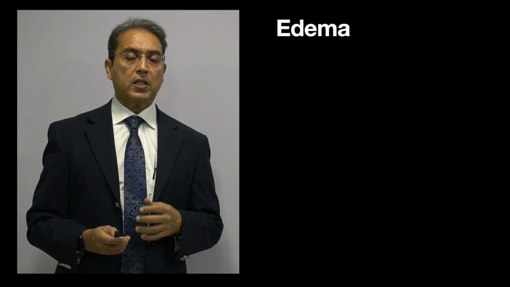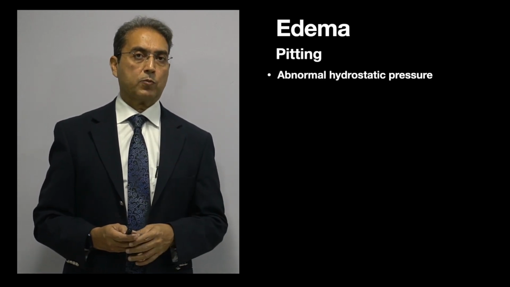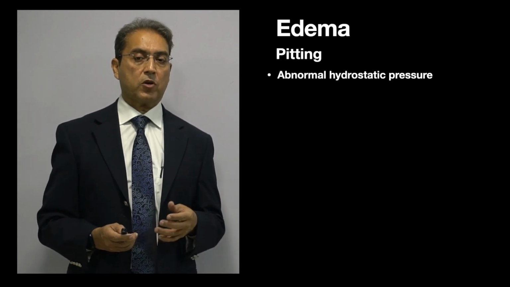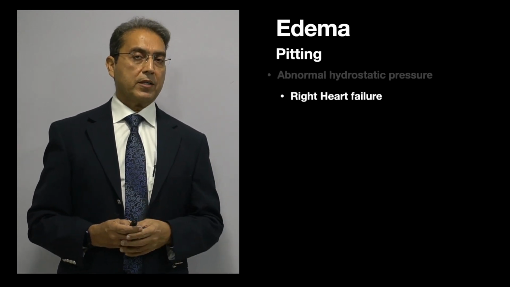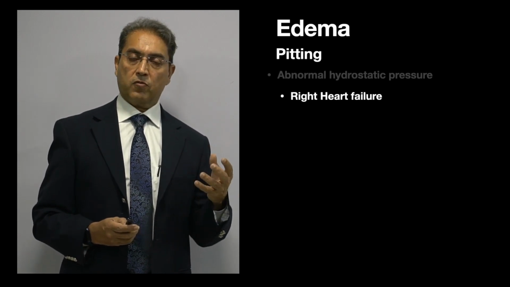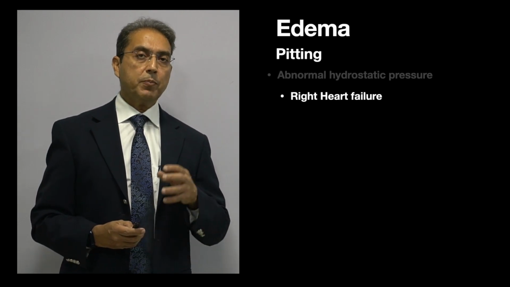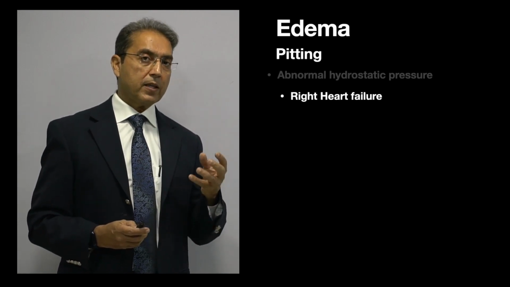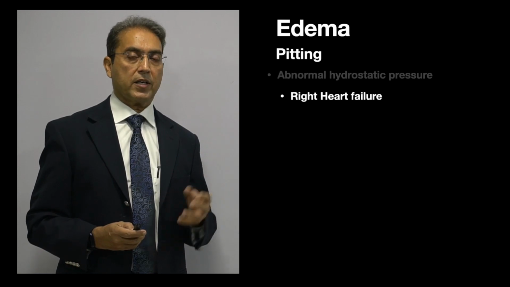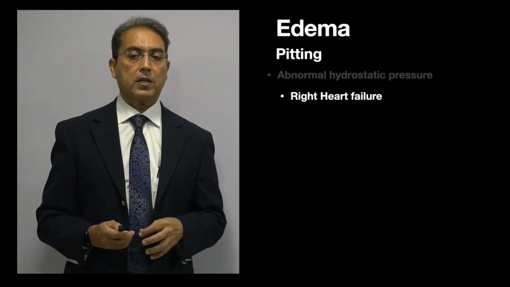And then when we evaluate the edema, we see pitting edema. Pitting edema may be seen in abnormal hydrostatic pressure, as I mentioned. For example, patients who have right heart failure may have pitting edema. They have generalized fluid overload, that is called anasarca, and they have pitting edema. The patients with left-sided heart failure develop pulmonary edema, which has different characteristics. Now, in this lecture, we are talking about systemic edema.